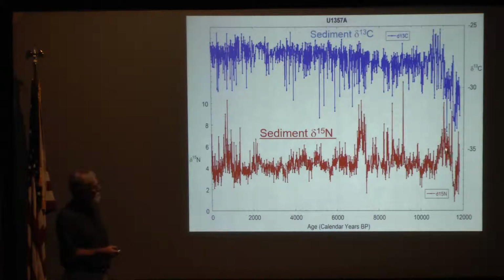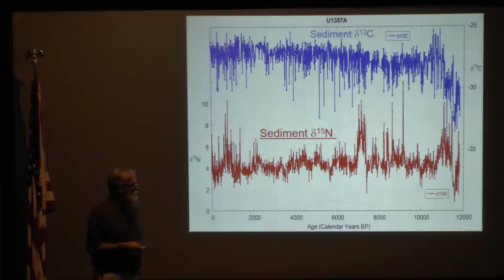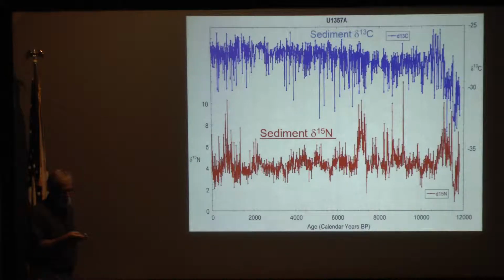And this one's pretty interesting looking, right? It has these regular oscillations. Sometimes there's a big one, sometimes it's not so big, but it's every 1,200 years you get a peak. What is that? First we thought, oh, maybe these are core breaks or something, but they're not. The core breaks are right in the middle of some of these. So it's regular variability over and over.